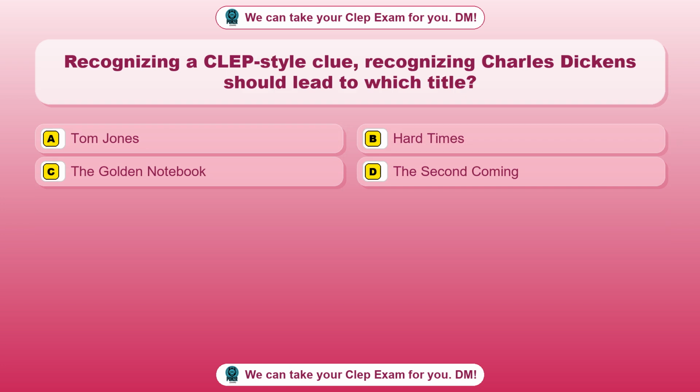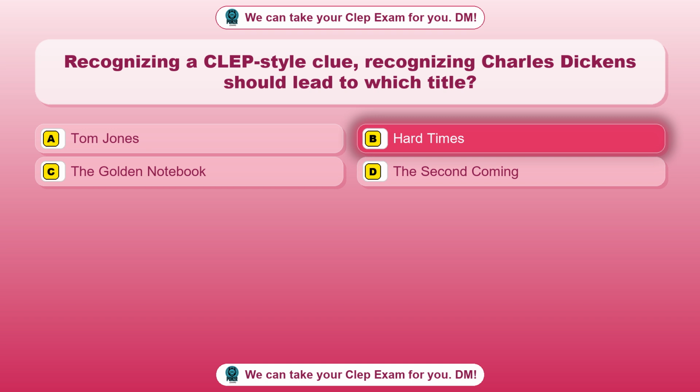Question 13. Recognizing a CLEP-style clue. Recognizing Charles Dickens should lead to which title? Option A, Tom Jones. Option B, Hard Times. Option C, The Golden Notebook. Option D, The Second Coming. The correct answer is option B, Hard Times.